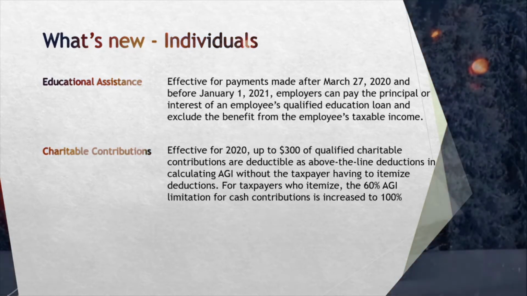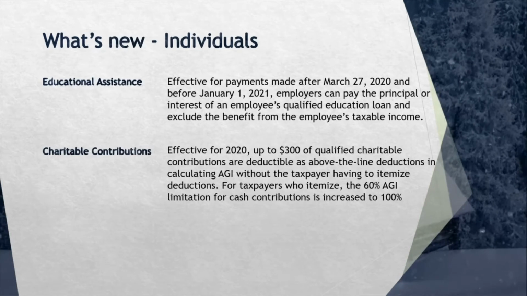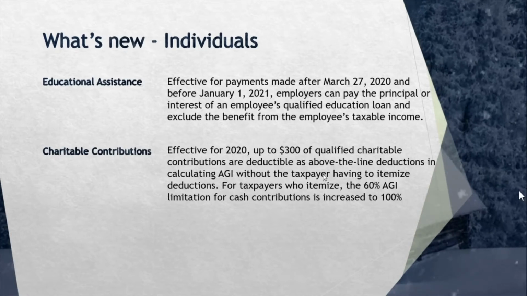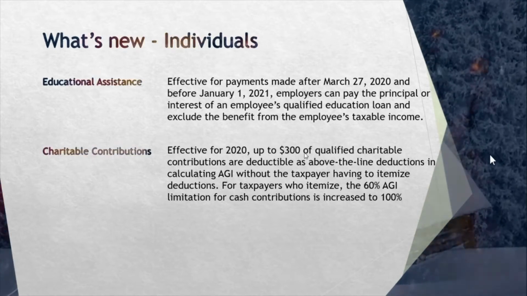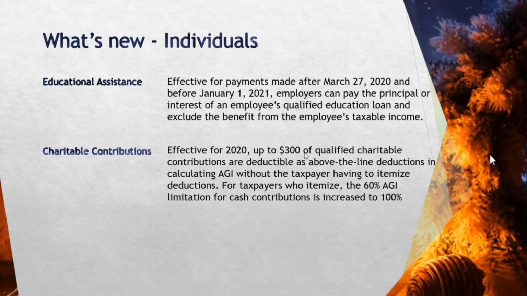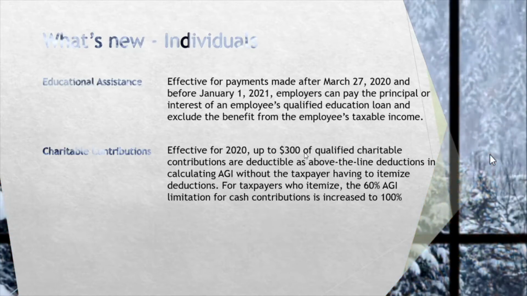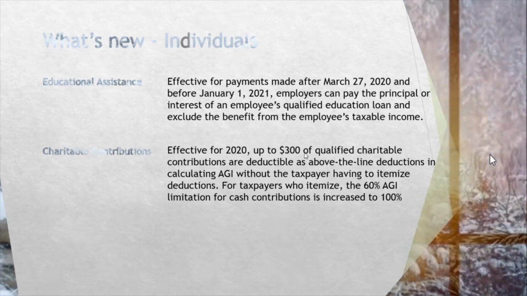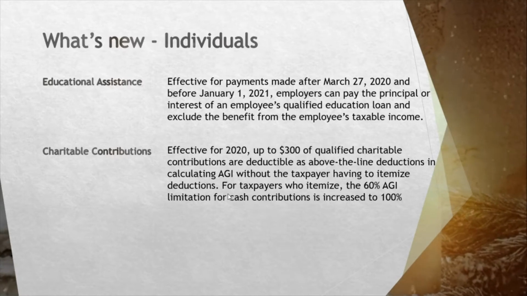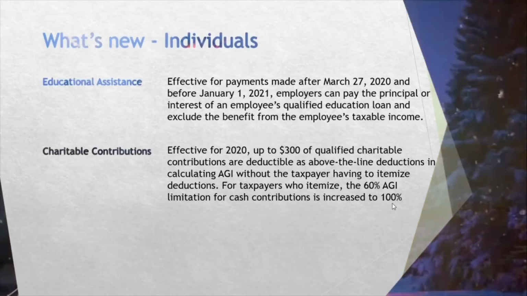Under the prior law, taxpayers must itemize first to claim the charitable contribution. Now you don't have to itemize. Even if you file using the standard deduction, you can still take this $300 qualified charitable contribution. You don't have to break the $12,400 or however much the standard deduction is now. Before, you had to itemize, and only 60% of your cash contribution was allowed. Now if you are itemizing, you can take 100% of your cash contributions.